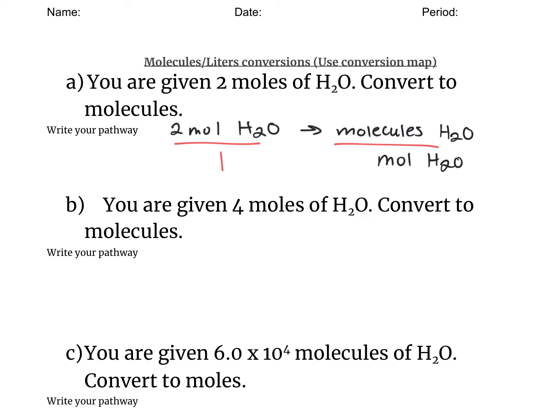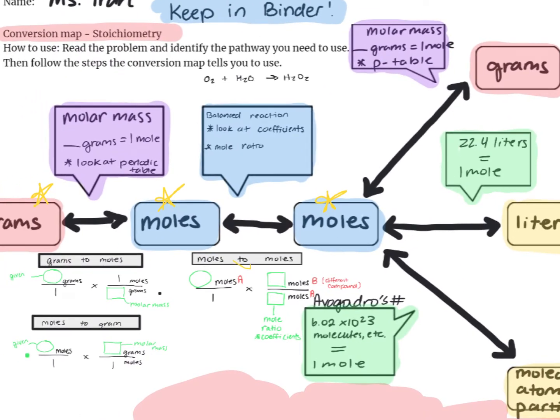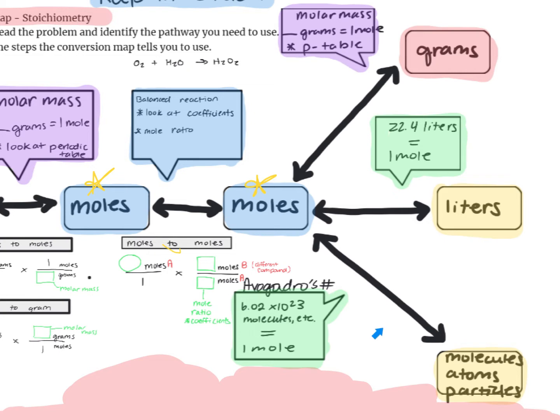So now we're going to go back to our conversion map, and we know that we need a conversion that has to do with moles and molecules. So we're going to go back here. All right, we see that if we go from moles to molecules, then we're going to have to use this number here. This number right over here is going to be 6.02 times 10 to the 23. It's going to be Avogadro's number, and that's going to equal 1 mole.